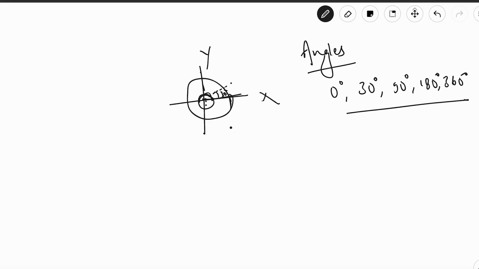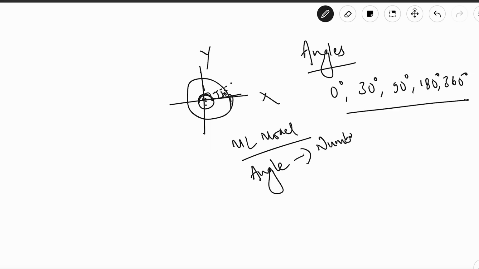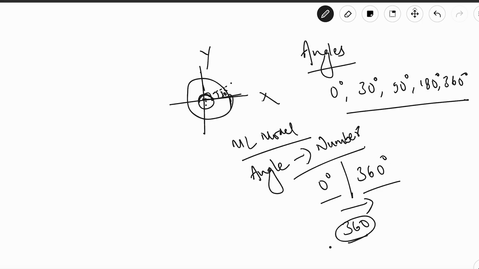So as humans we understand that, but from the perspective of an ML model, angles are just a number. If I say angle, for a model it is just a number. Let's take the example of 0 degree and 360 degree. For 0 and 360, there is a huge difference. A model will say that these two numbers are very different. Why? Because the difference between both these numbers is 360.